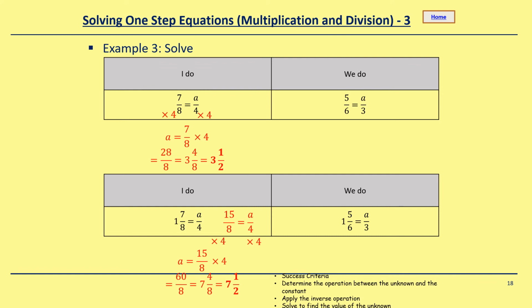So you pause the video now and try these two here. Okay, you should have got multiply both sides by 3, and your answer should have been 15 over 6, which equals 2.5. On this one, you should have turned that into a top heavy fraction. So you should have got 11 over 6 equals A over 3. You're going to multiply both sides by 3 and you get 33 over 6, which is 5.5.